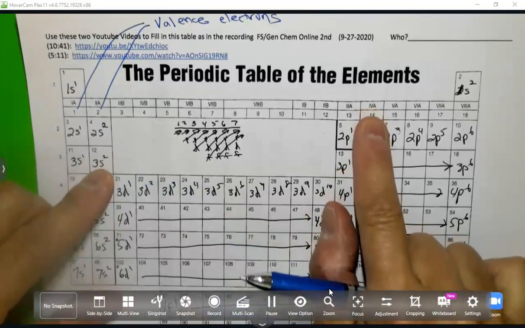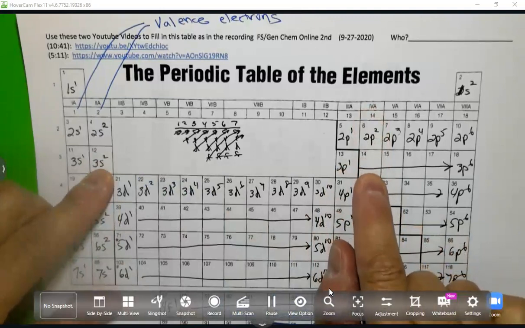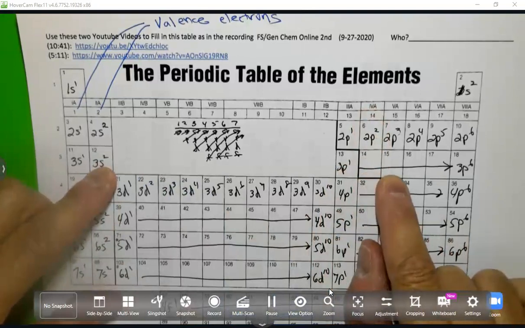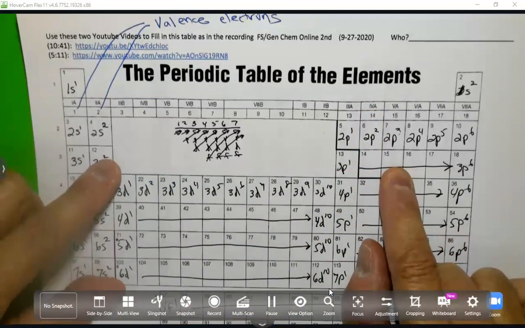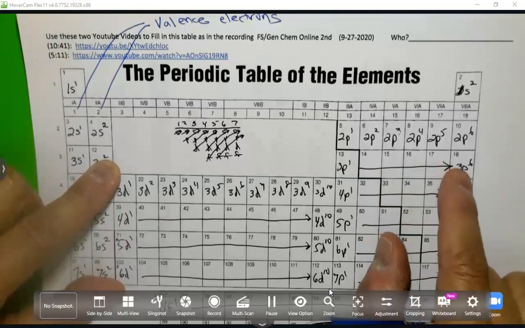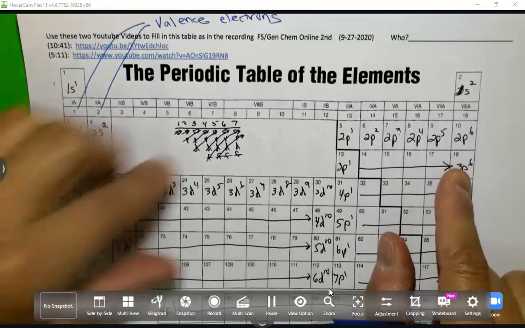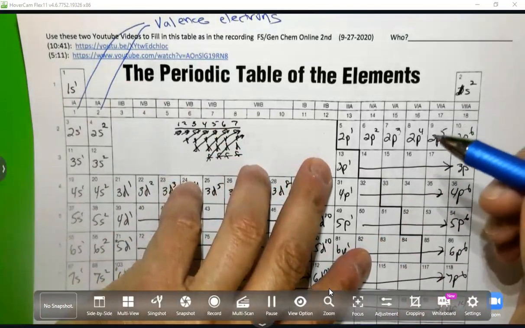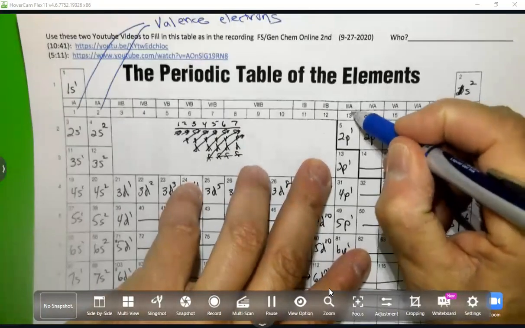Everything in group 14 right here is going to have how many valence electrons? 4, because it would be 3s2, 3p2. Everything in group 15 is going to have 5 valence electrons, because it would be 3s2. If I take this element right here, it'd be 3s2, 3p3 for a total of 5, 6, 7, and 8 valence electrons. So when we get over here, it's the ones place.